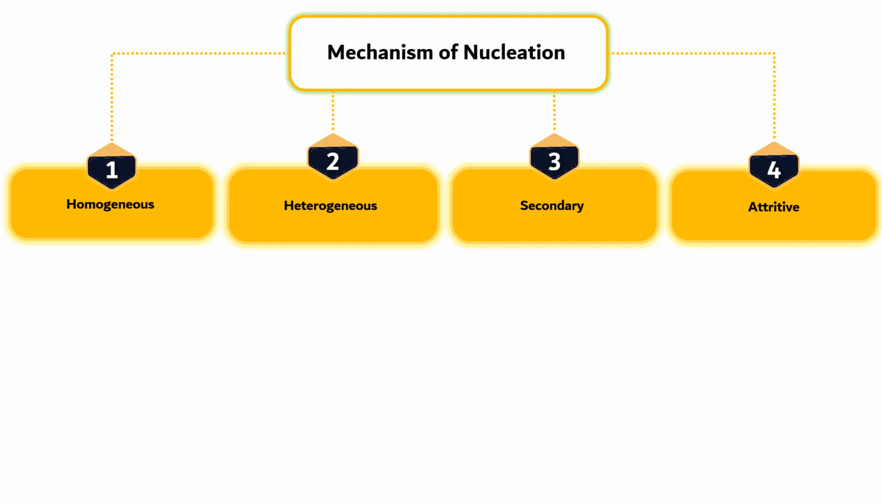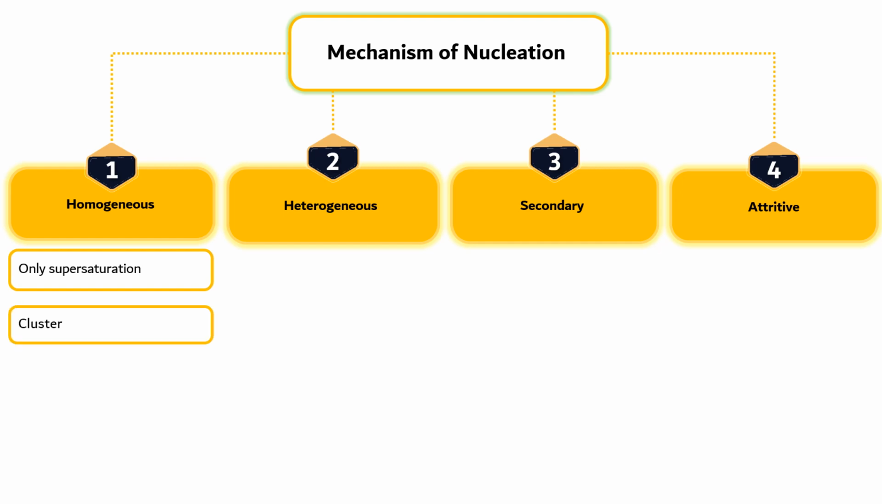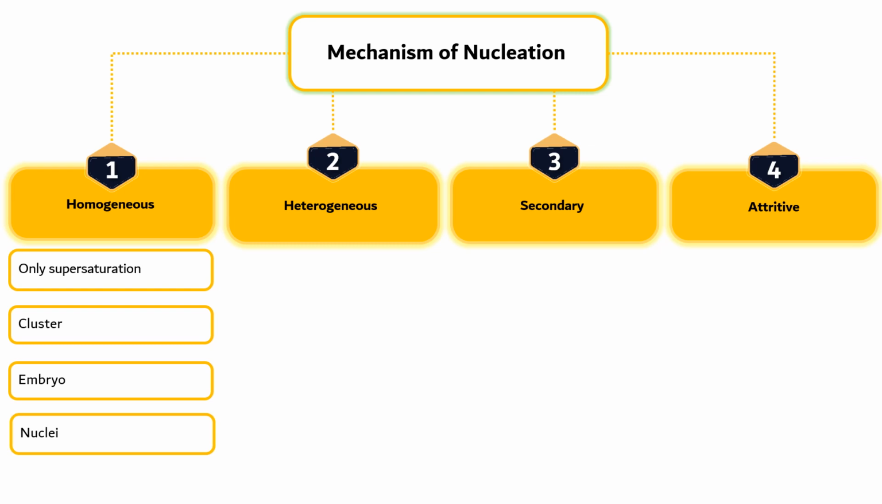Nucleation concerns the genesis of new crystals. Nucleation can result from several mechanisms called homogeneous, heterogeneous, secondary, and attritive. Homogeneous nucleation is the formation of crystals from the liquid phase as a result of supersaturation only. It depends on Brownian motion to generate small clusters of solute molecules in solution. At high supersaturations, the clusters may combine into embryos. The embryos, with a size leading to the formation of macroscopic crystals, are called nuclei.